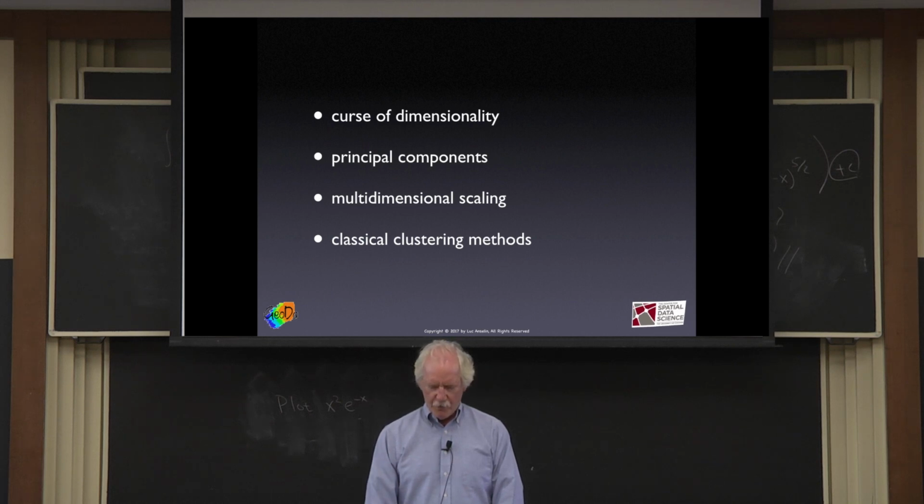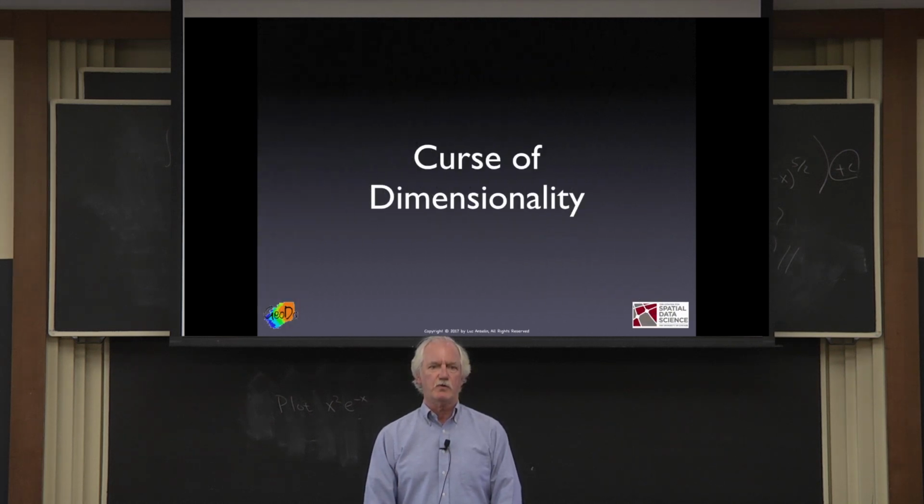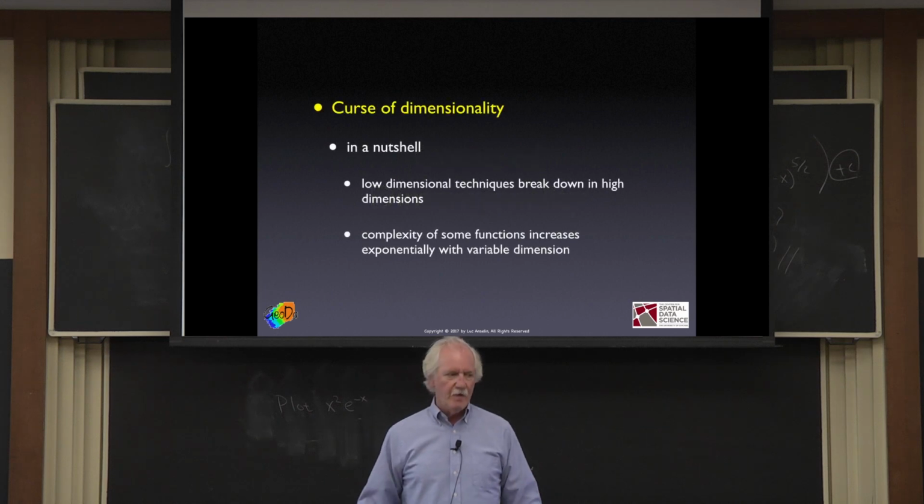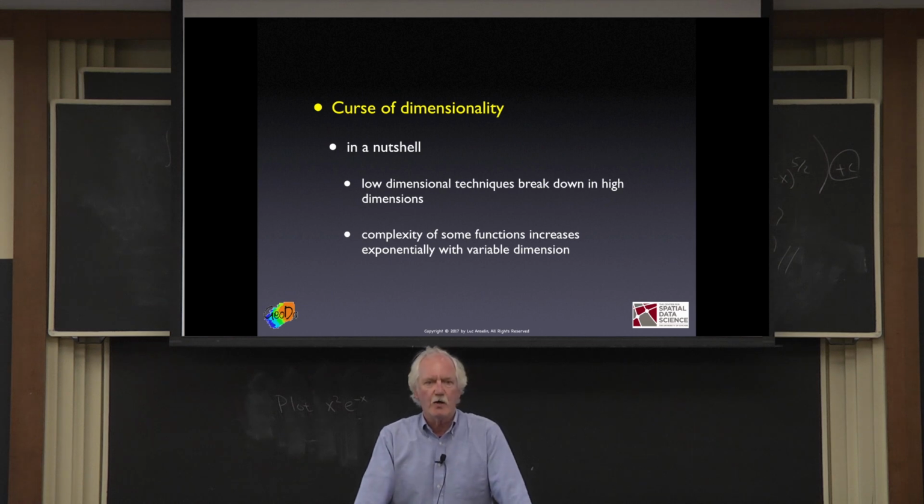So what is the problem? And this problem is referred to as the curse of dimensionality, and it is a real curse. It basically means that you can't just automatically scale up. So whatever works for 1 or 2 dimensions doesn't necessarily work in 20, 40, 100 dimensions. So low dimensional techniques break down in high dimensions, or, which is another aspect of the same thing, that the complexity of some operations, of some functions, increases exponentially with the variable dimension.